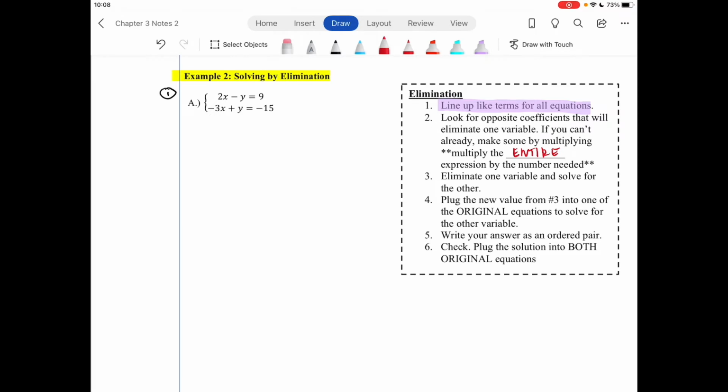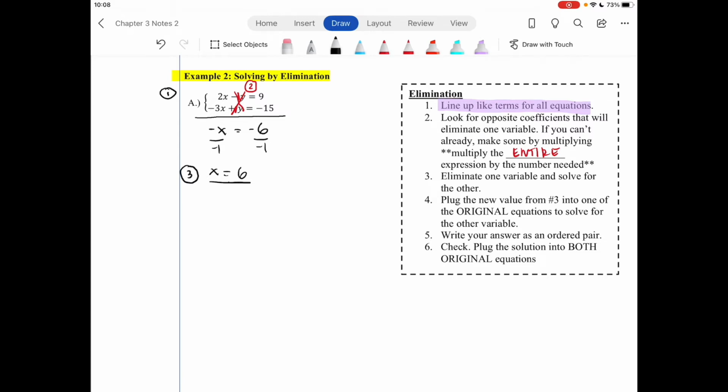Looking at our equation, we have a negative 1y and a positive 1y. If we add those together, they're going to cancel each other out. So that means step number 2 is also done for us. Now we can add the rest of our variables. 2x plus negative 3x is negative x. 9 plus negative 15 is negative 6. We'll divide by negative 1, and x will be equal to positive 6. This finishes out step number 3, where we've solved now for one of our variables.